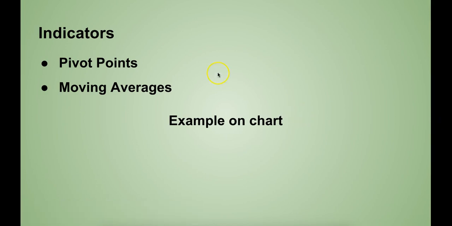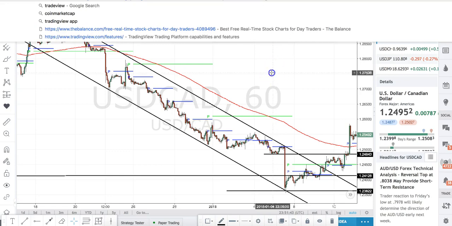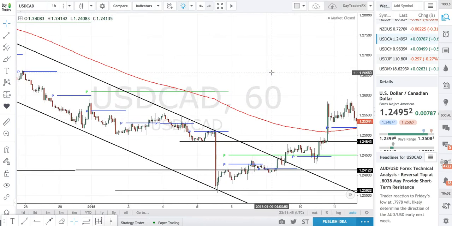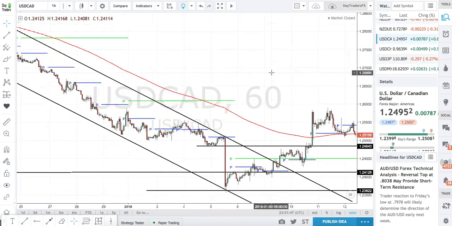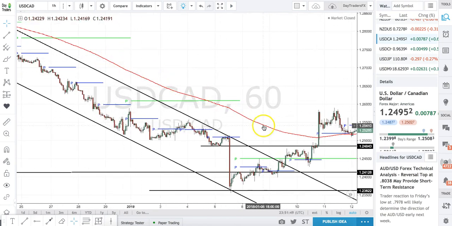Okay, we've talked a little bit about some of the indicators we use, moving averages. My charts contain pivot points and moving averages. Let me show you a little example here. Here's an example of a whole bunch of things, but this is that red moving average, and these are pivot points. Daily pivot points and weekly pivot points.